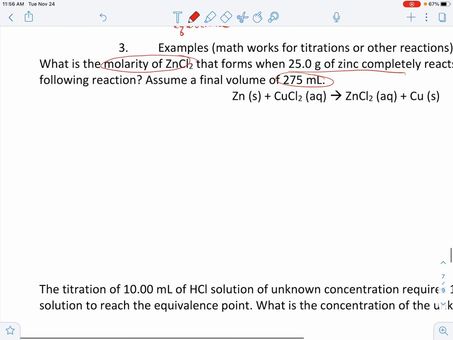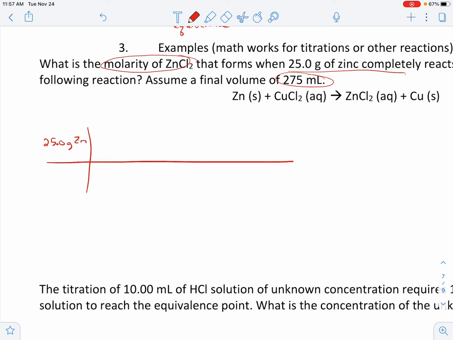Make this just a little bit bigger. We've got 25 grams of zinc. All right. And our first step is to go from grams to moles. So we divide by the molar mass of zinc, 65.39 grams, and we'll put 1 mole of zinc up on top.